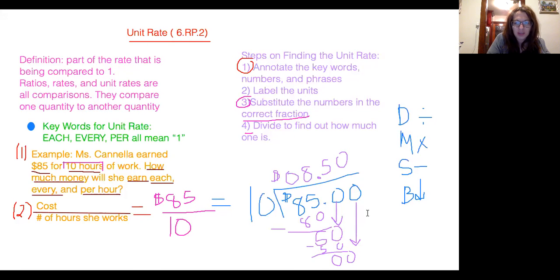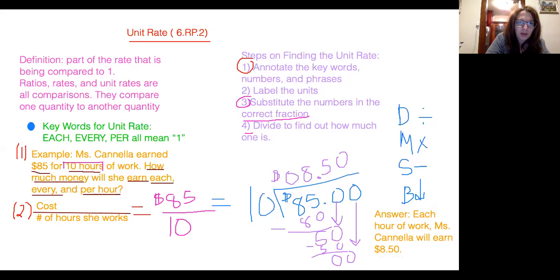So I'm going to write that down over here. I'm going to write in orange, answer. Answer: each hour of work, Miss Canella will earn $8.50. Again, when you find the unit rate, you are going to be dividing.